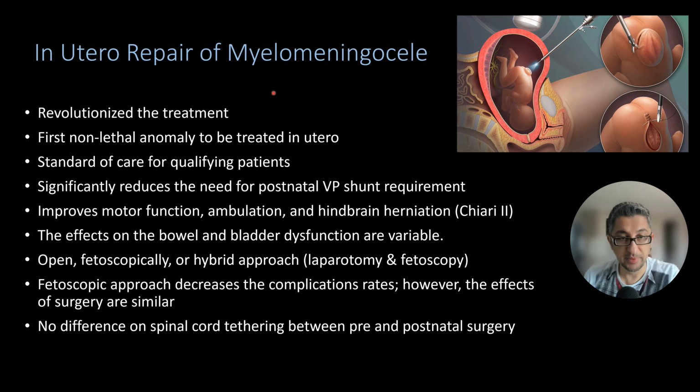In utero repair of myelomeningocele revolutionized the treatment. This is the first non-lethal anomaly to be treated in utero and has become the standard of care for qualifying patients. It significantly reduces the need for postnatal VP shunt. It improves the motor function, ambulation, and hindbrain herniation, which is Chiari II malformation. The effects on bowel and bladder dysfunction are variable, but many studies showed improvement.